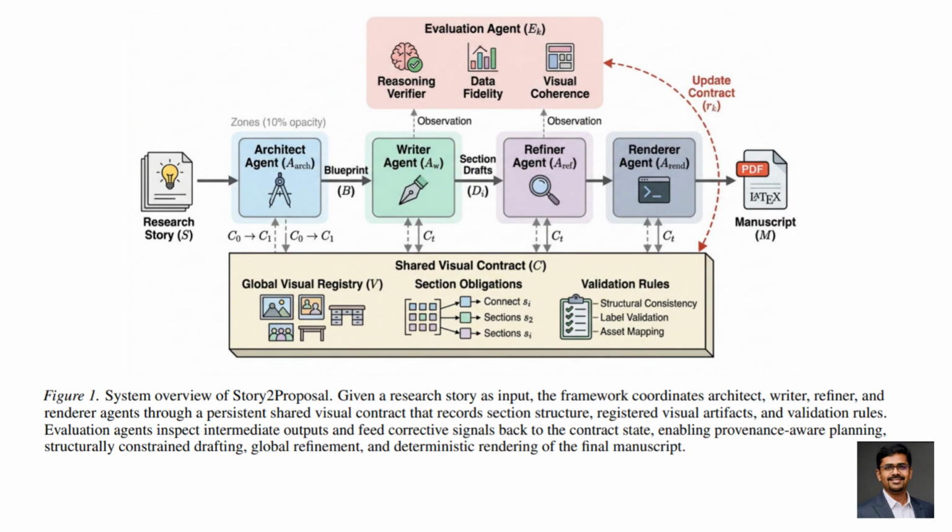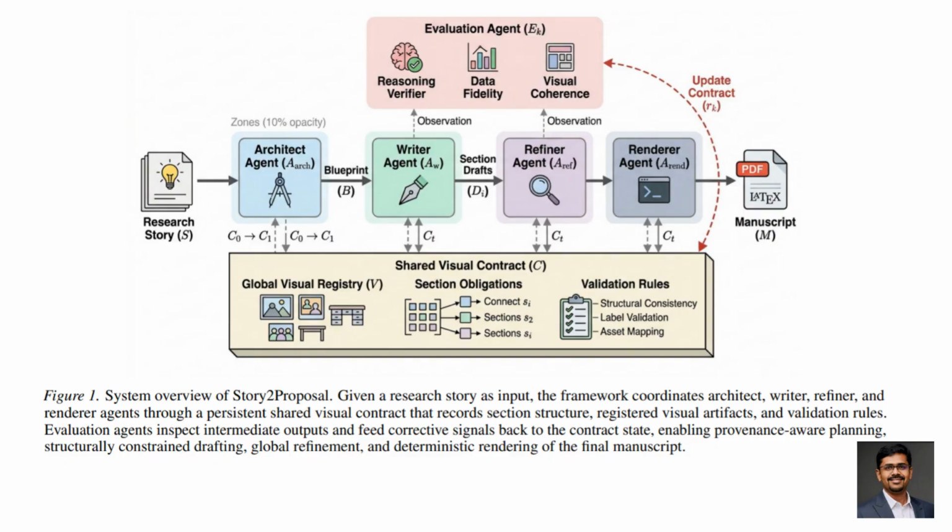So what's the core idea? Story2Proposal treats paper writing not as text generation, but as a structured construction process. Instead of one AI, it uses multiple agents, each with a role. The architect designs the paper structure, the writer drafts sections, the refiner aligns everything globally, and the renderer produces the final LaTeX.